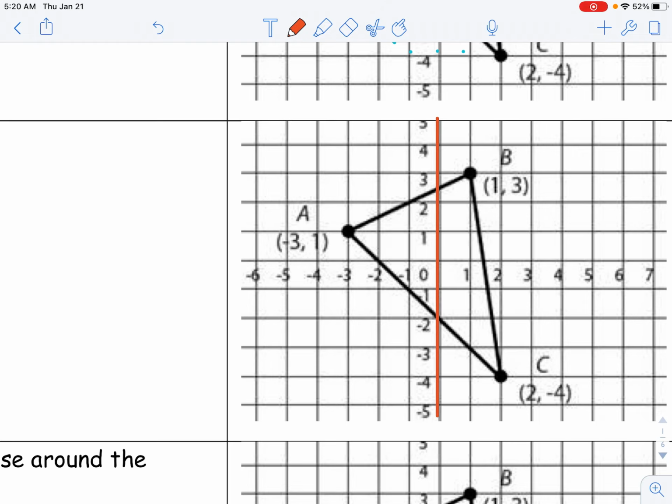What do I mean by that? A is 1, 2, 3. It was 3 to the left, so A prime will be 3 to the right. 1, 2, 3. A prime, B prime, and C prime.